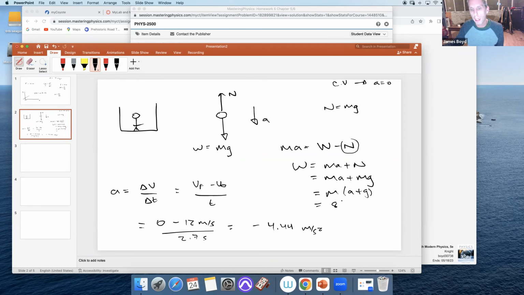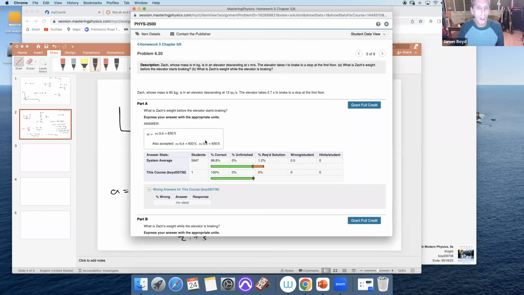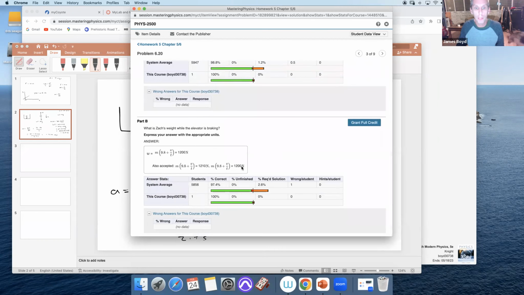So this becomes 85 times 4.44 plus 9.8. I flipped it so that A was down to get that. So I get 85 times 4.44 plus 9.8, or 1,210 newtons. This was B, or 1,200 newtons, 1,210.